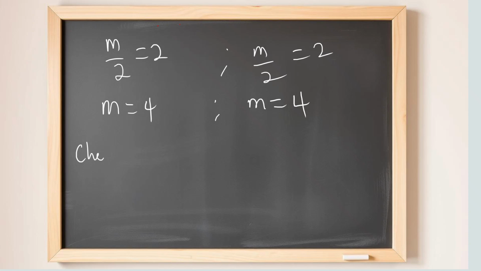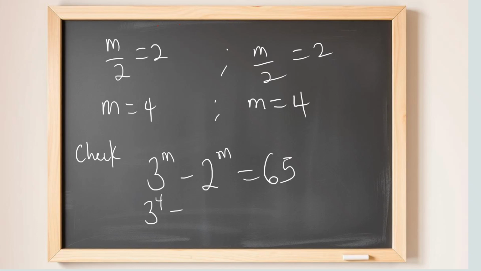Now let's check. The question given to us is 3 to the power of m minus 2 to the power of m equals 65. So 3 to the power of 4 minus 2 to the power of 4 is going to be 81 minus 16. And this surely is going to be 65. That means verily m is equal to 4.